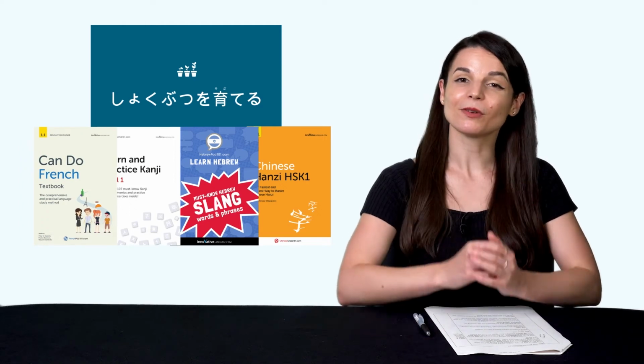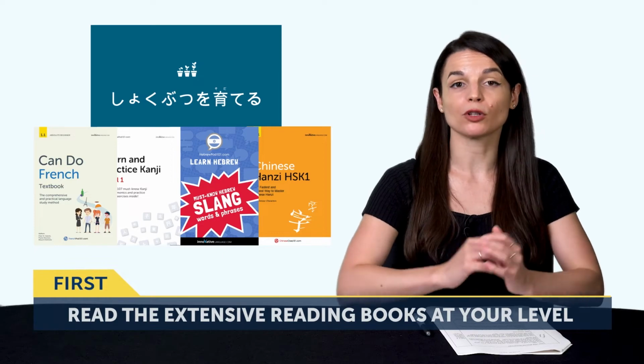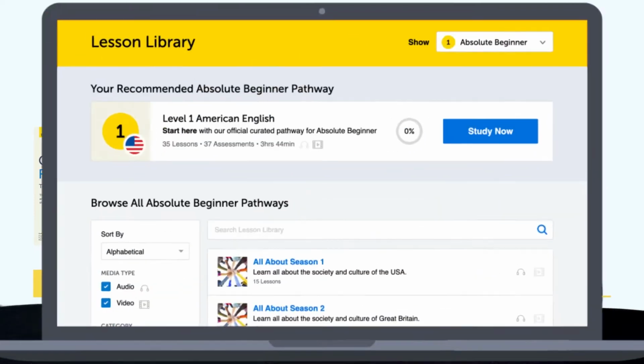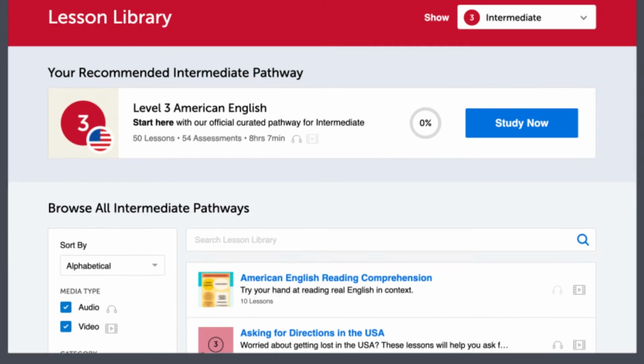So, the first way to improve your reading is read the extensive reading books that are appropriate for your level. You'll find them in your lesson library. We have books for all levels: absolute beginner, beginner, intermediate, and advanced. The goal of extensive reading is to read as much as possible, skip words you don't know, and keep going. To make it even easier, these books come with audio and line-by-line breakdown and translations, so you can follow along with the audio and never miss a word. By the way, you can print these books out, so you can keep them and review them at any time.